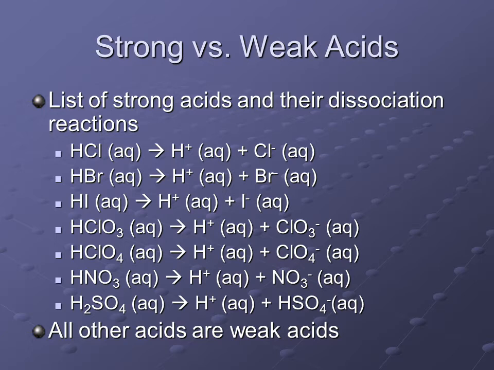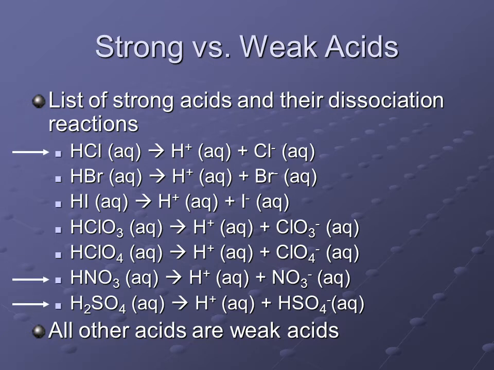So, if you run across an acid and it's not on this list of hydrochloric acid, hydrobromic acid, hydroiodic acid, chloric acid, perchloric acid, nitric acid, and sulfuric acid, if it's not one of those, it's a weak acid. And the only way to know what the strong acids are is to memorize this list of strong acids.